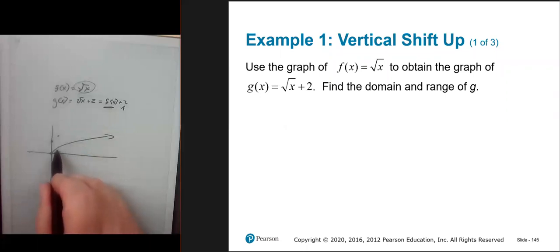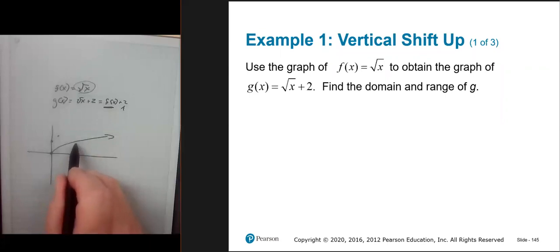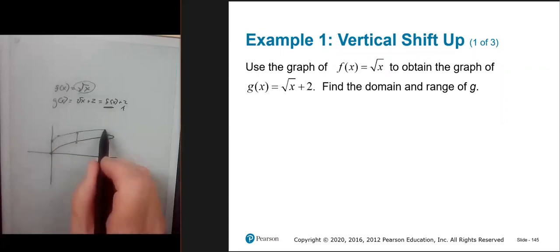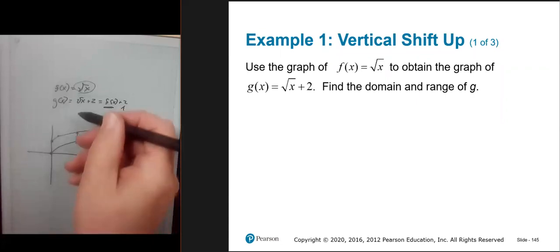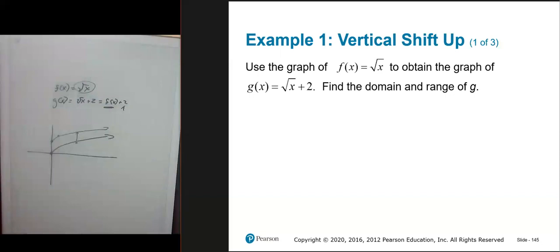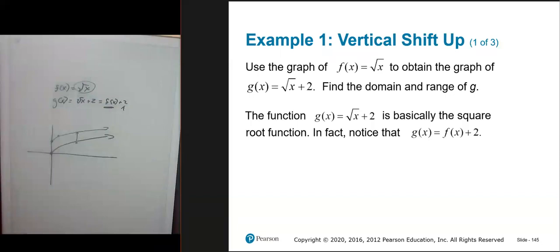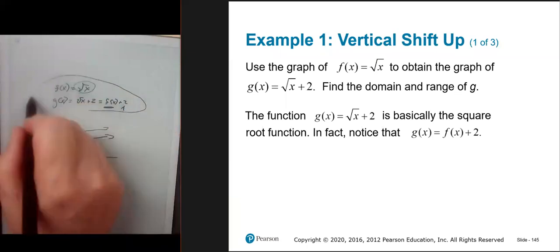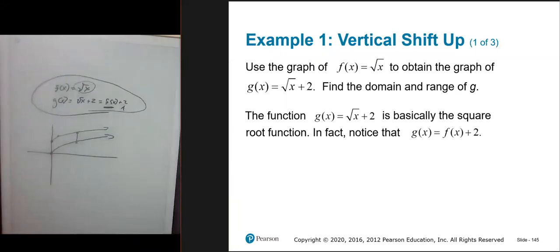Where's 4? 1, 2, 3, 4. 4 is supposed to go through 4, 2, and 4, 2 gets shifted up to 4, 4. And so the graph gets moved up to here, and so it looks like this. It's the same graph, it's just been moved up 2 units. And that's what they talk about here. So that's what's happening to it. I'm changing the parent function by adding 2 to the y values.